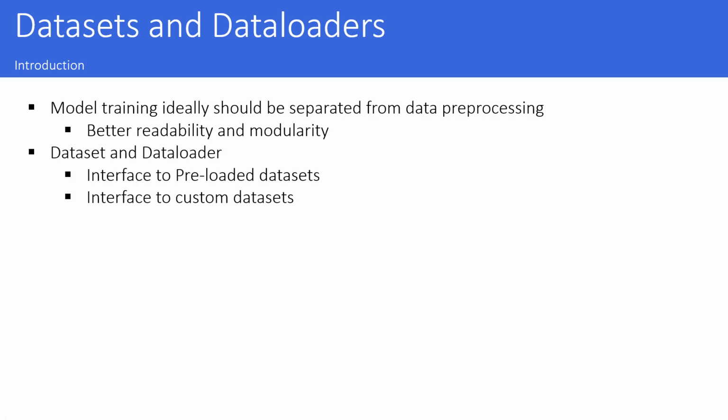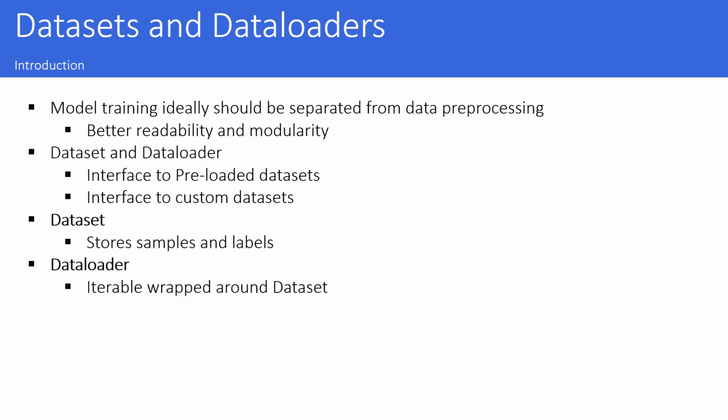And for this, there are two specific classes implemented in PyTorch, and I will show you how to use them, which are Dataset and DataLoader. The Dataset is an interface to some preloaded datasets that you can use, but mainly we are going to use it as an interface to our custom datasets. So here the Dataset is storing the samples and the labels, and then the DataLoader is taking over. This is an iterable wrapped around the Dataset, and that is basically loading the data.